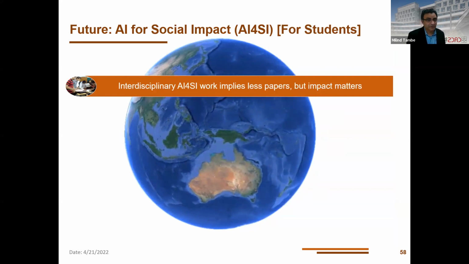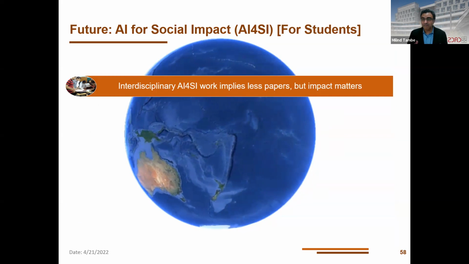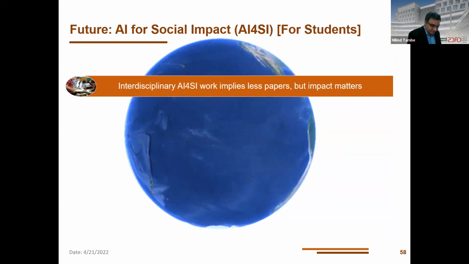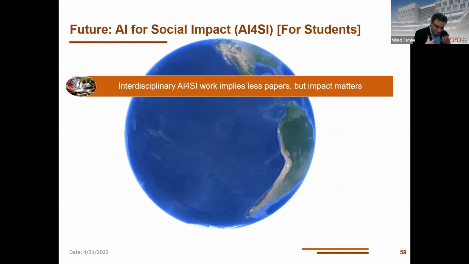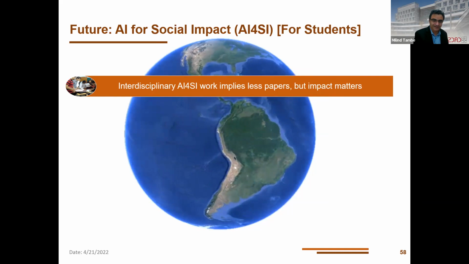Interdisciplinary AI for social impact work implies fewer papers often, but the impact that gets generated matters. It matters obviously to society, but very practically speaking, for students who are interested obviously in graduating and getting positions and so forth, it matters to the selection committees and so forth. So rest assured, if you work in this area, that this impact will be counted towards your careers.